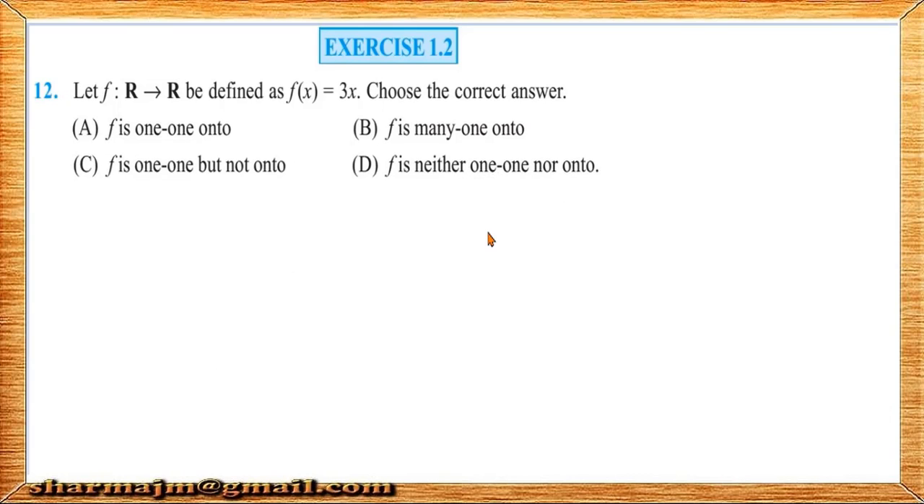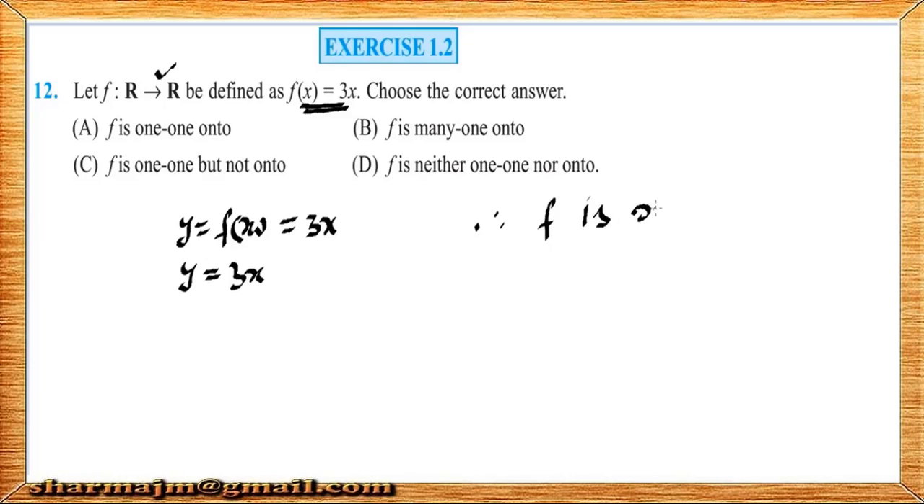Next, question number 12. Here also you see f is a function from R to R defined as f of x is equal to 3x. So if we take y as a function of x and it is 3x, it is a straight line. Y is equal to 3x is a straight line. For every x there exists a unique y. So this function is 1-1, f is 1 to 1. Also f is onto, as every element of codomain has its pre-image.